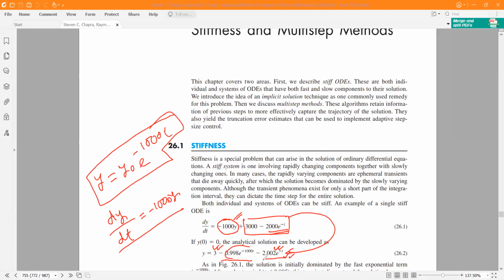But then you see that in your solution, you will have 2 time variations there. One is very slow, another is very rapid. You see that the time constant of this term is equal to 1 divided by 1000, which is how many seconds? 1 millisecond, yes. We have another time constant there that is 1 second. Then a 1000 times difference is there.